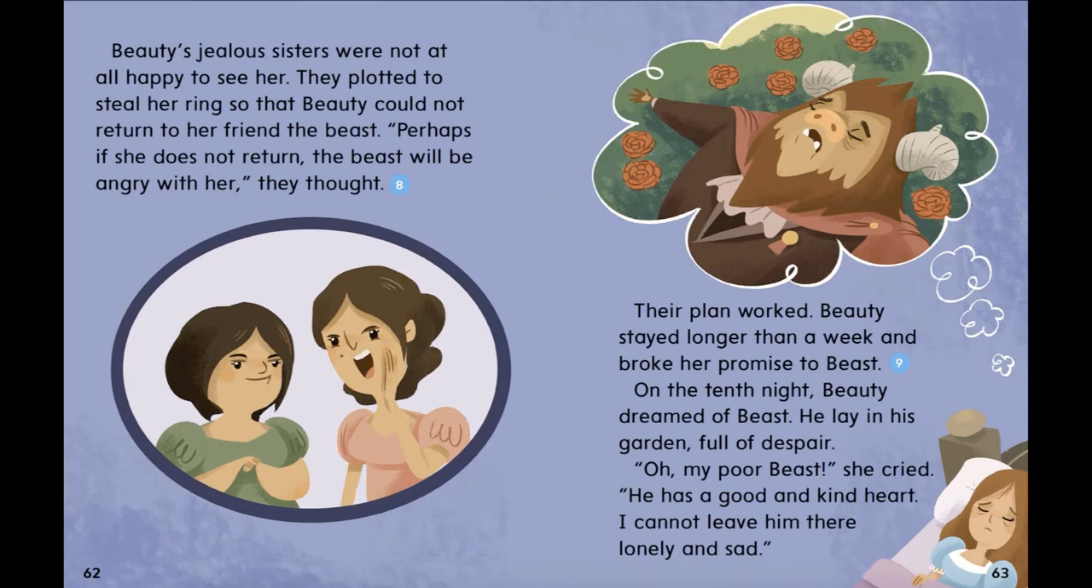Their plan worked. Beauty stayed longer than a week and broke her promise to Beast. On the 10th night, Beauty dreamed of Beast. He lay in his garden full of despair.